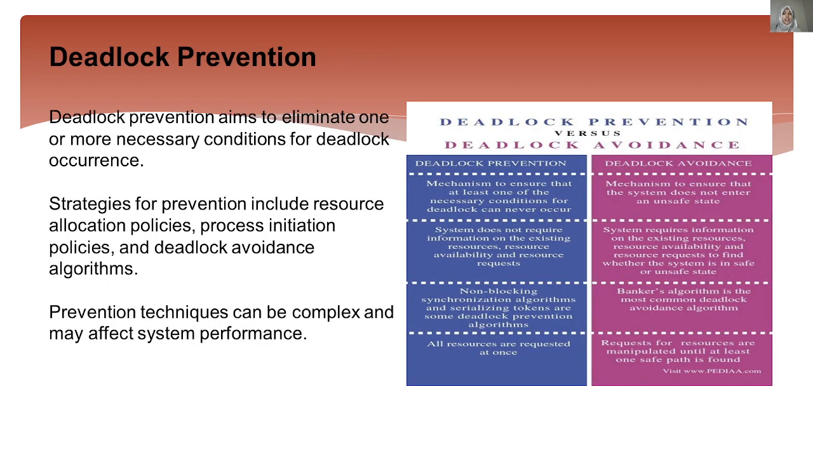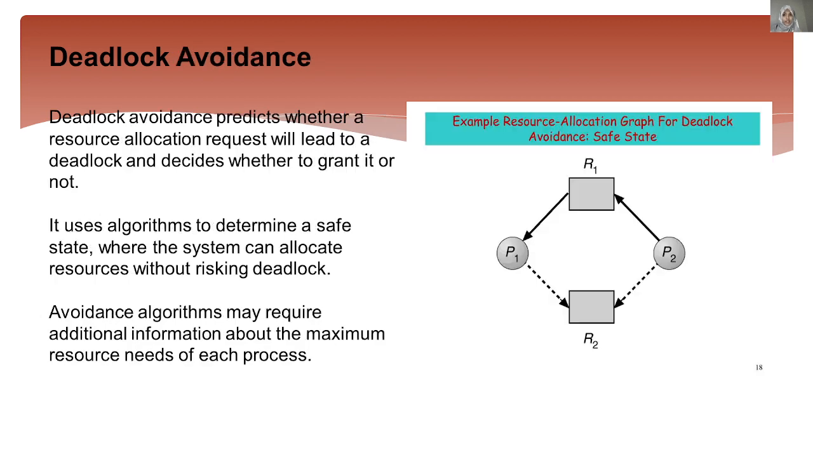Deadlock prevention. Deadlock prevention aims to eliminate one or more necessary conditions for deadlock occurrence. Strategies for prevention include resource allocation policies, process initiation policies, and deadlock avoidance algorithms. Prevention techniques can be complex and may affect system performance. As we can look into the picture, the differences between deadlock prevention and deadlock avoidance.